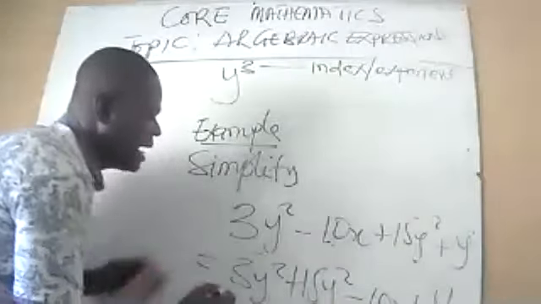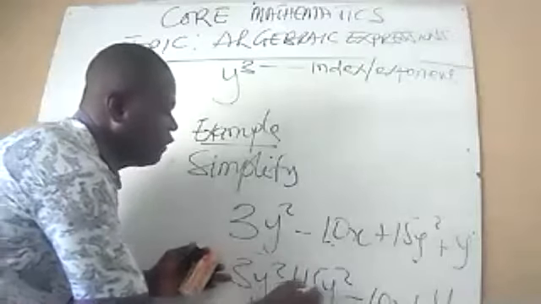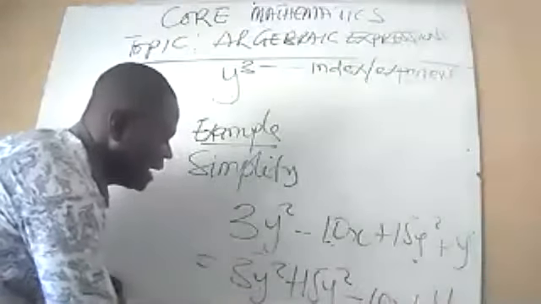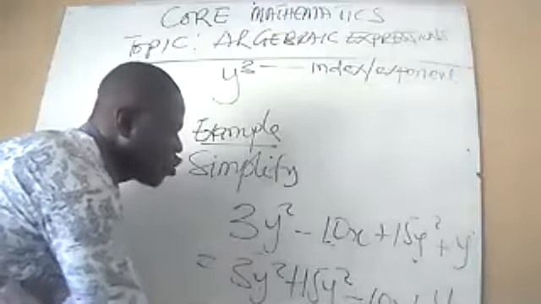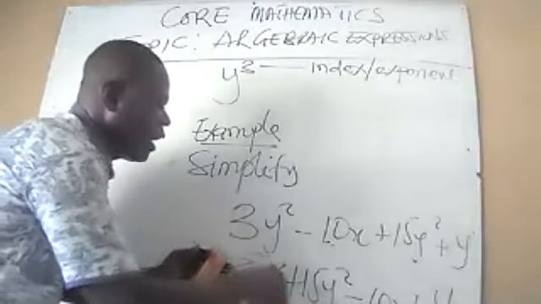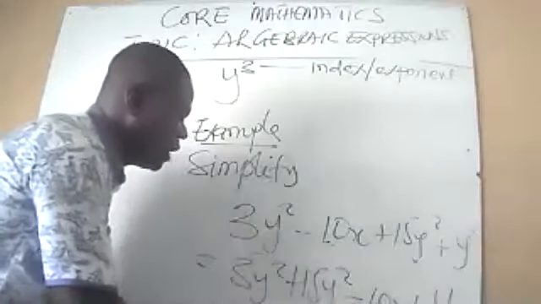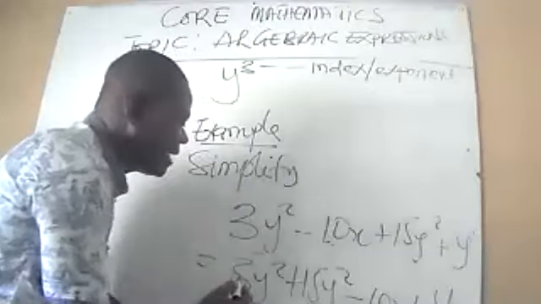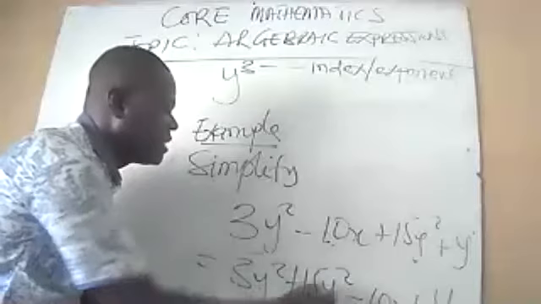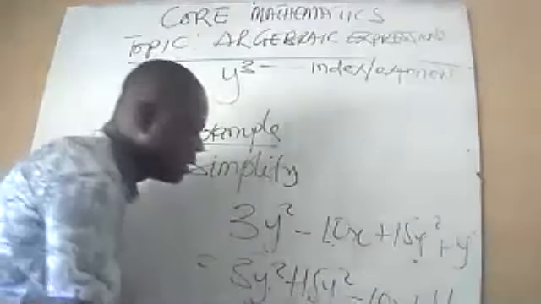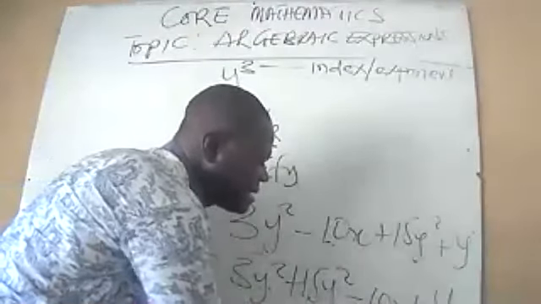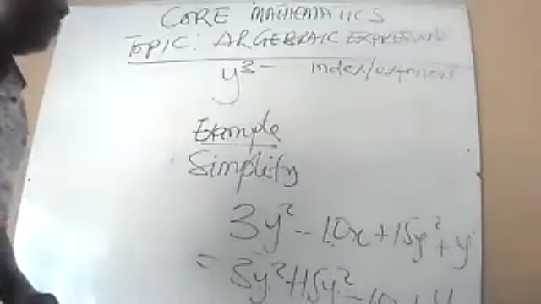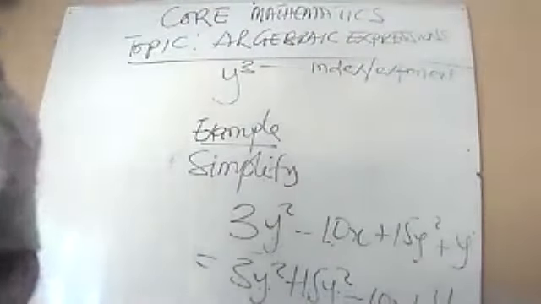Then you realize that 3y squared plus 15y squared will give us 18y squared. So in all, we are just adding the numerical part and repeating the variable. Then minus 10x plus our y. Plus our y. So that is the result.